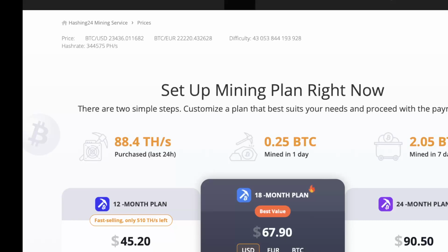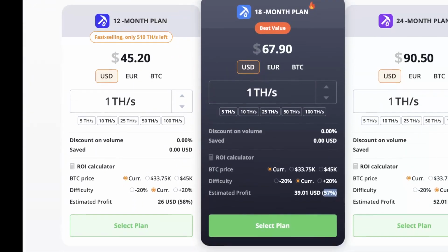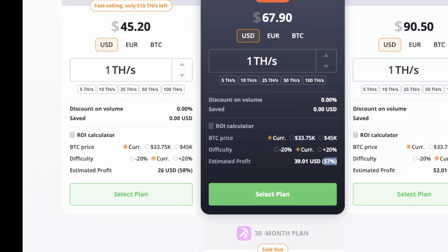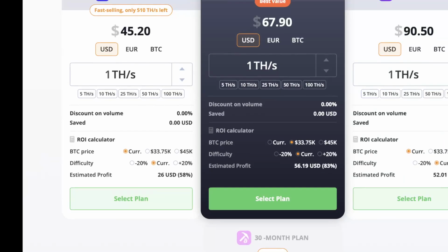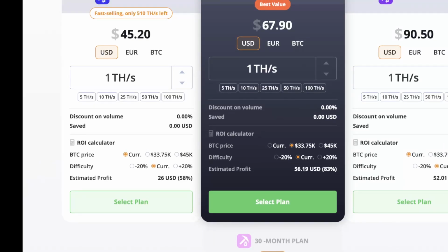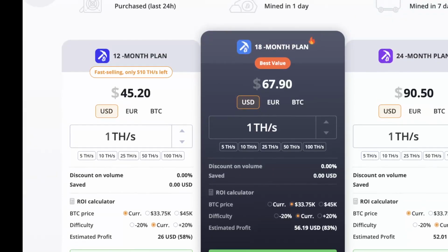Hashing24 offers cloud mining services. You can see the estimated profit is 57%. You probably think that's not a lot, right? But if the BTC price goes up, your profit can actually increase. So your profit goes up as well. It now becomes 83%. If it goes further, it can go somewhere crazy. So cryptocurrency mining is still profitable. You just need to find the right plan for you.